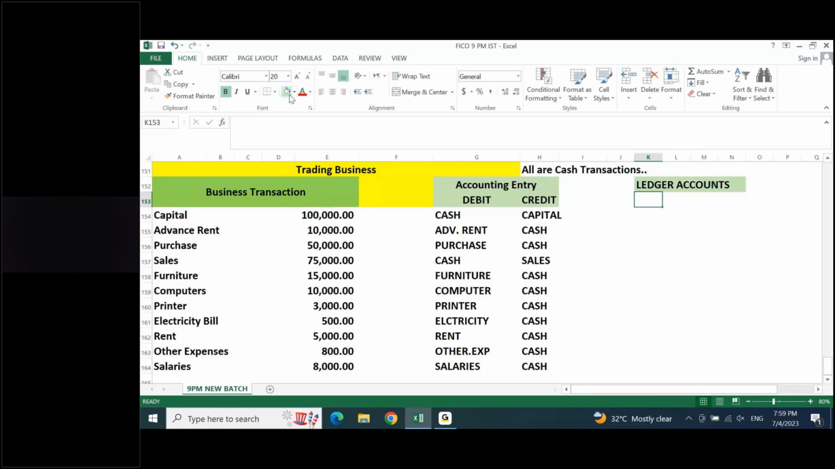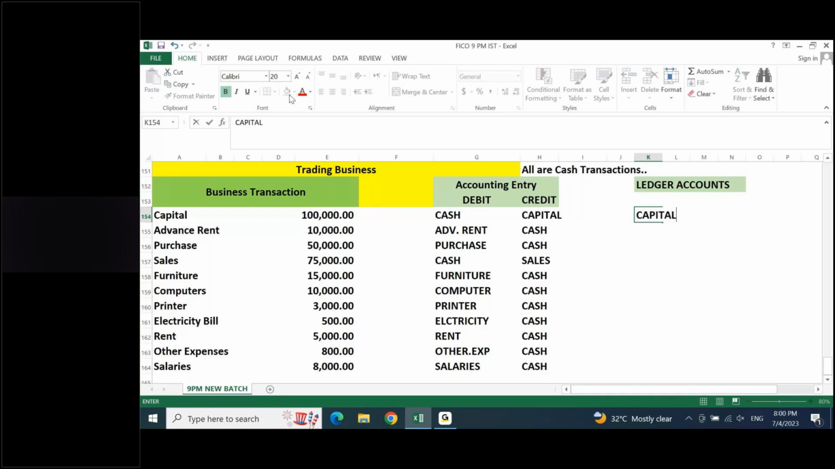Now, if you look at each account from the debit side and the credit side, are there any accounts which are repeated more than one time? Yes, sir. Which accounts? Cash account. Only the cash account is repeated more than one time. Except cash, everything appears only one time.